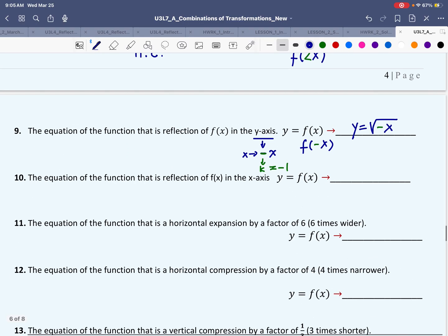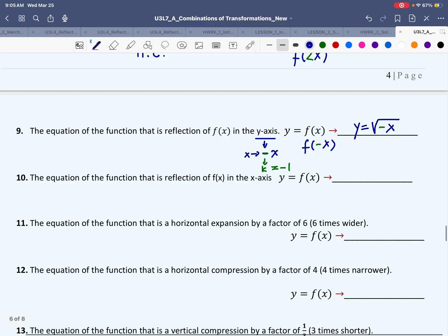Now, next we have the function reflected on the x-axis. If the reflection is over the x-axis, then the y values have changed from positive to negative or vice versa. So we're going to say that the y values have become the opposite of what they were. So y would be equal to negative square root of x, because it is the y values that are switching to opposite. So negative f of x.